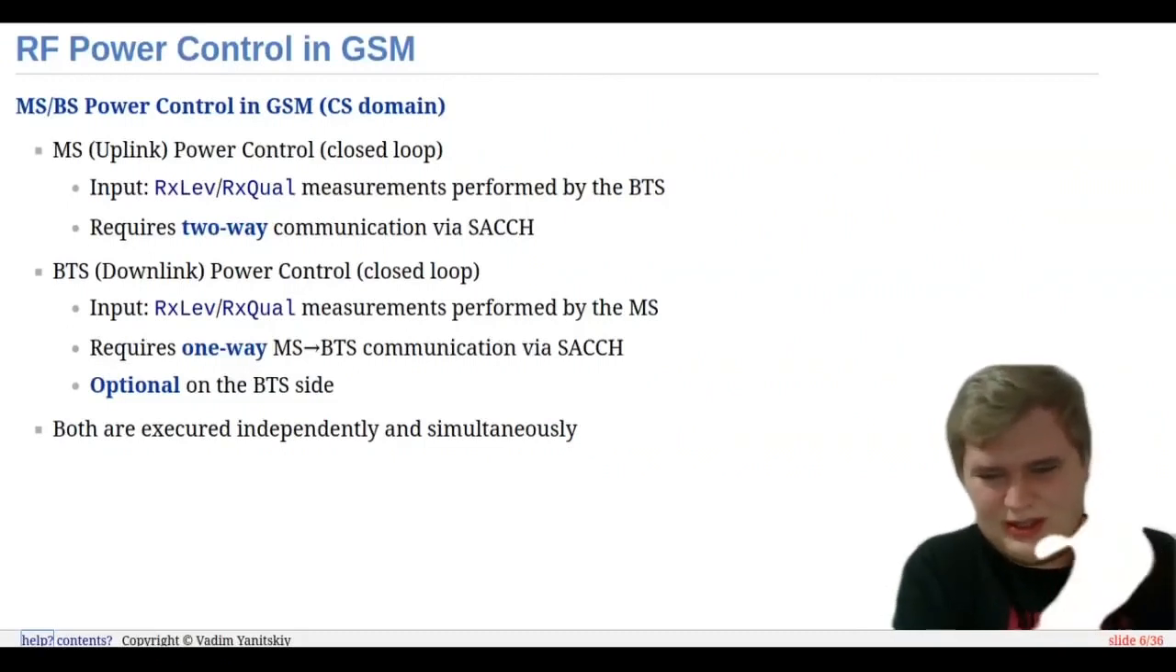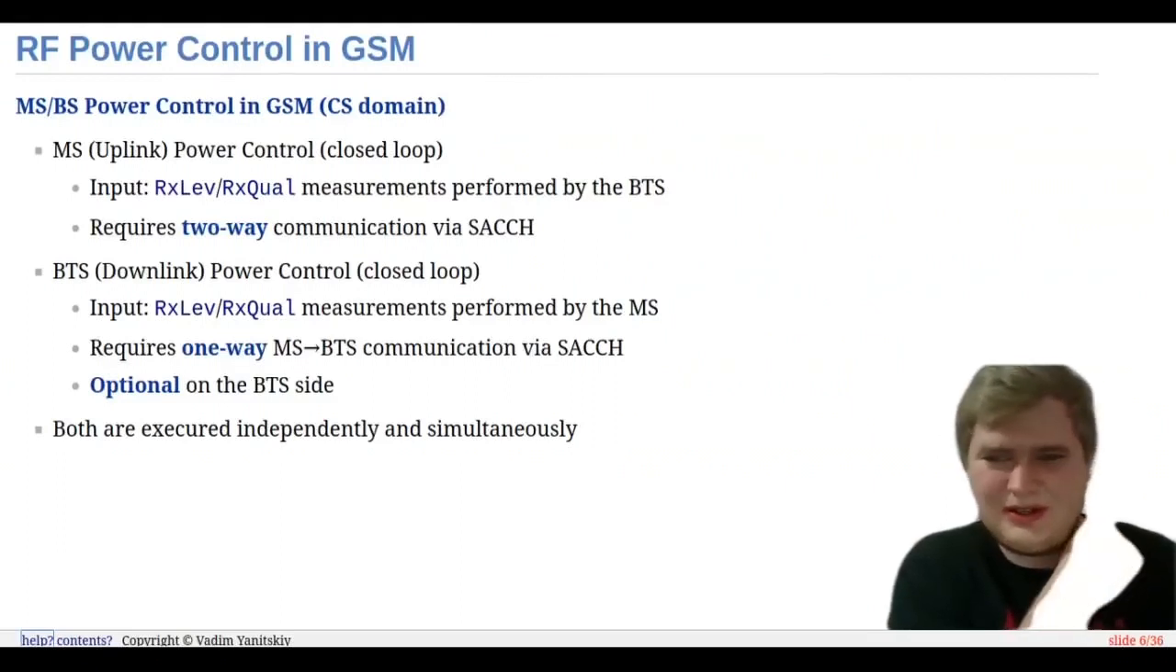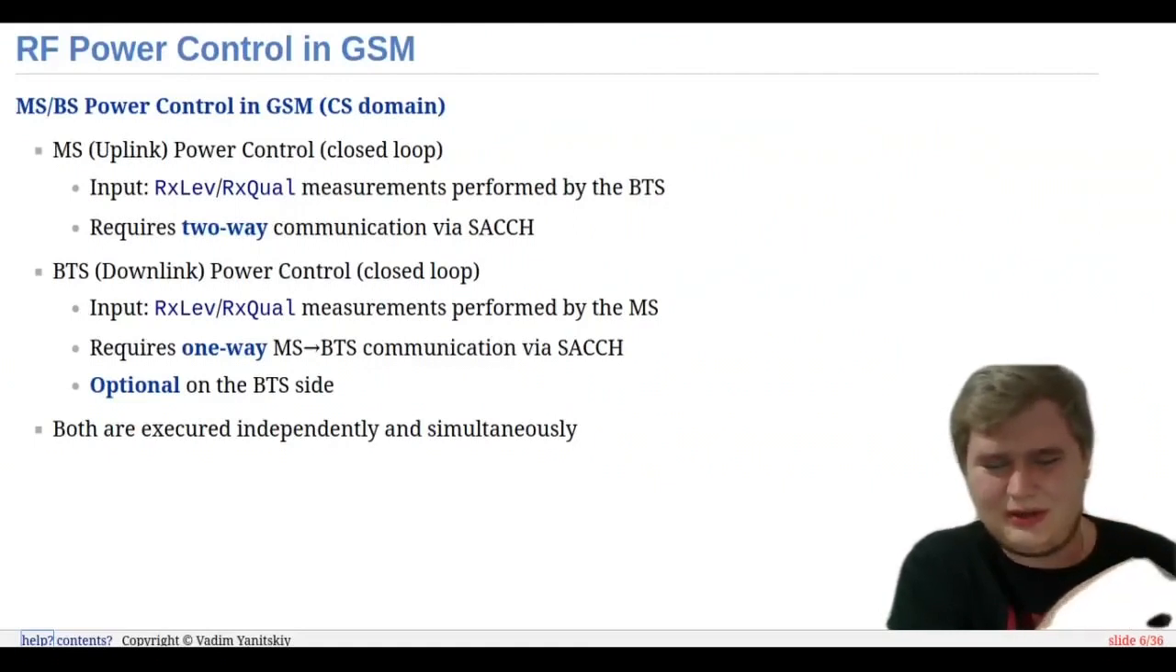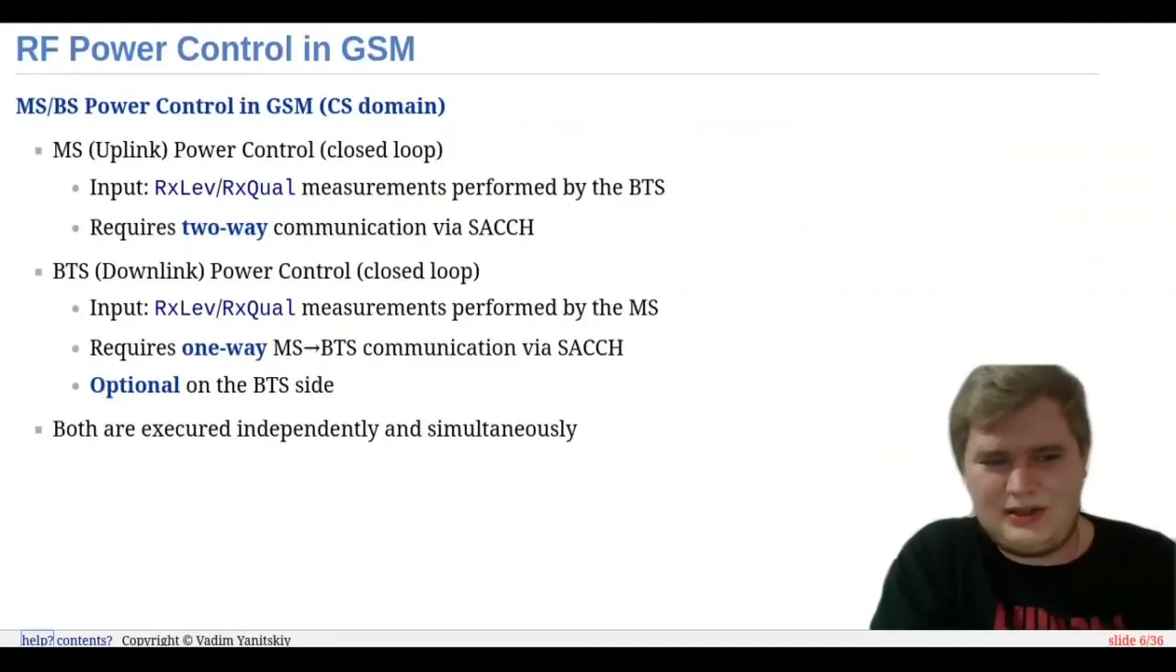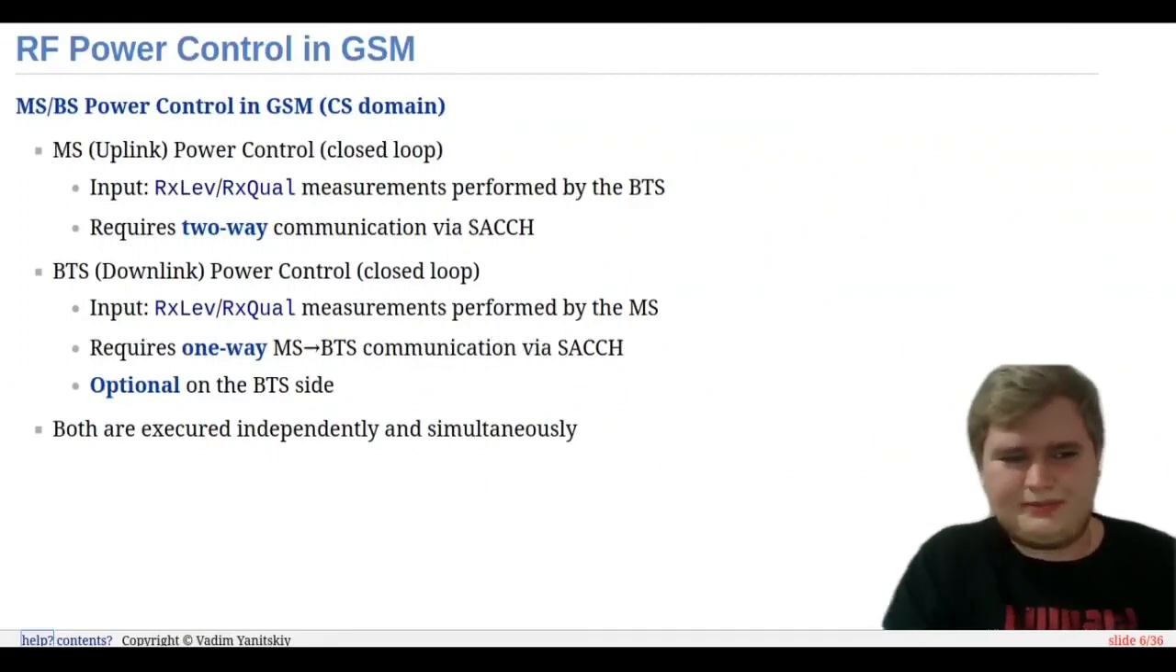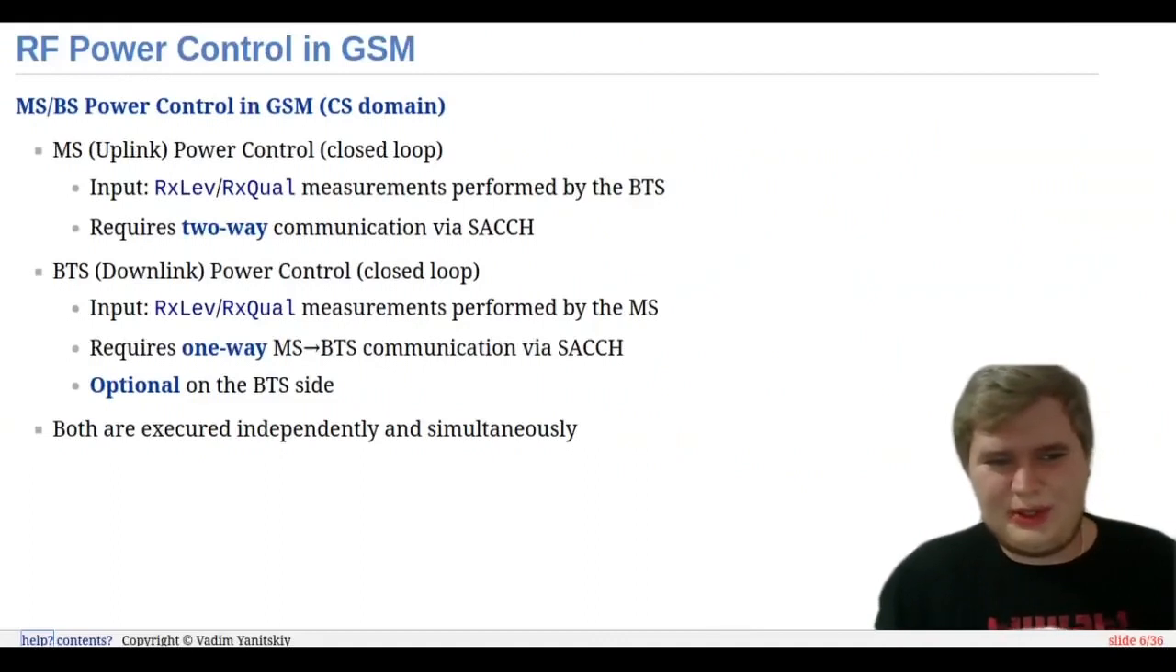So for the uplink, it's basically BTS telling the phone to transmit at a higher power or lower power. And for the BTS, it's basically MS reporting the signal quality parameters to the BTS, and then BTS changing the transmission power based on that. And in both cases, RX level and RX quality is used as the input of the power control loops. So in case of the MS power control, there is always two-way communication via SACCH. That's one of the channels in GSM.